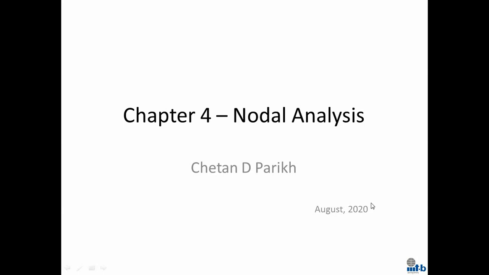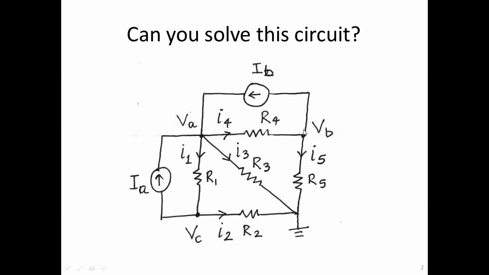So this lecture and next lecture will be about chapter 4, and we'll discuss two methods. This lecture, nodal analysis; next lecture, mesh analysis. So let's begin by looking at this circuit. Let us say you are given this circuit. There are a bunch of resistors and two current sources connected in the circuit, and the question you are asked is: find all the currents and voltages in the circuit, VA, VB, VC, and the currents I1, I2, I3, I4, I5.